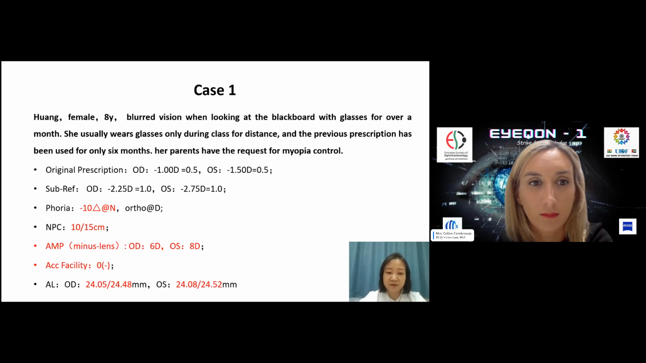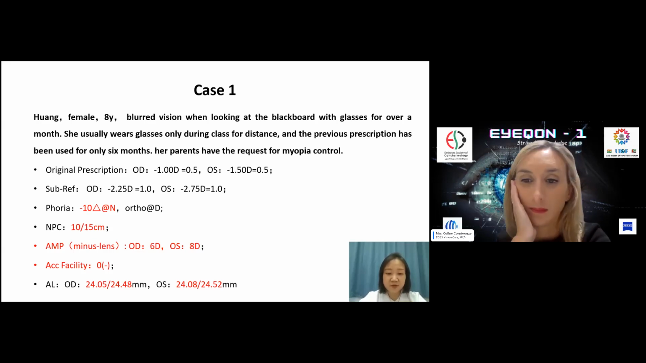Her parents were nervous and asked for myopia control. We compared the old and the new prescriptions of the girl and found myopia had increased significantly, more than 1 diopter during the past 6 months. Her visual function assessment revealed that she had a latent exophoria of 10 prism diopters at near distance, and her near point of convergence was more remote, at 10 and 15 centimeters. We considered she had convergence insufficiency.